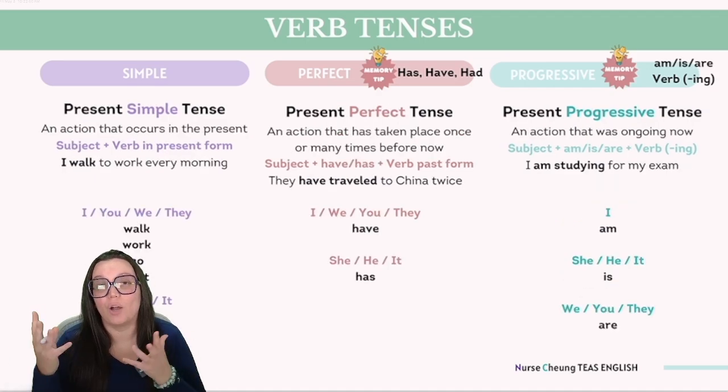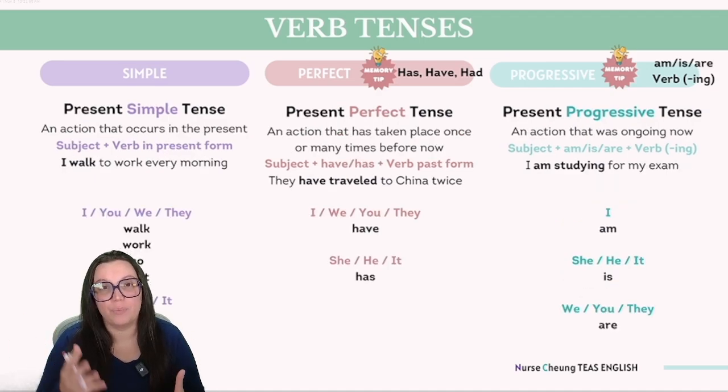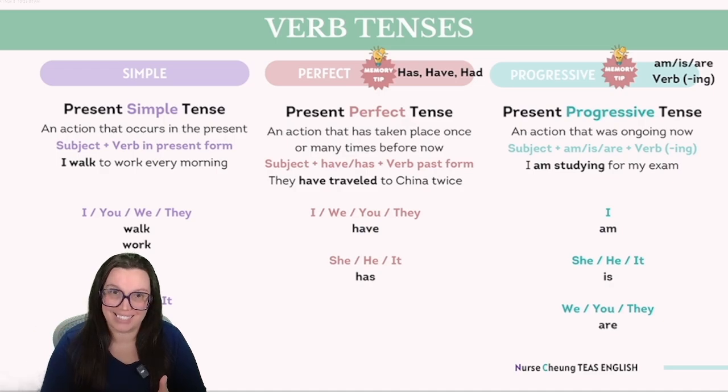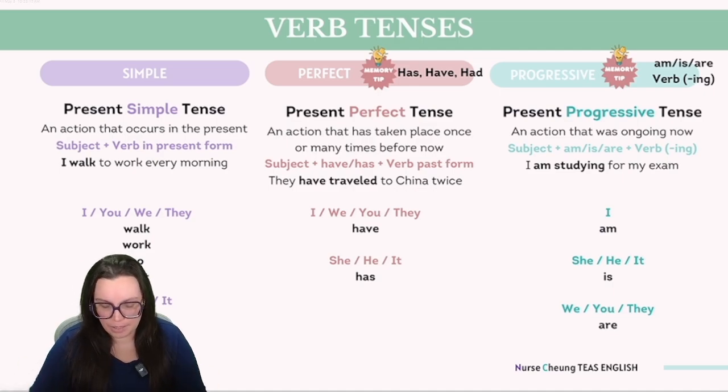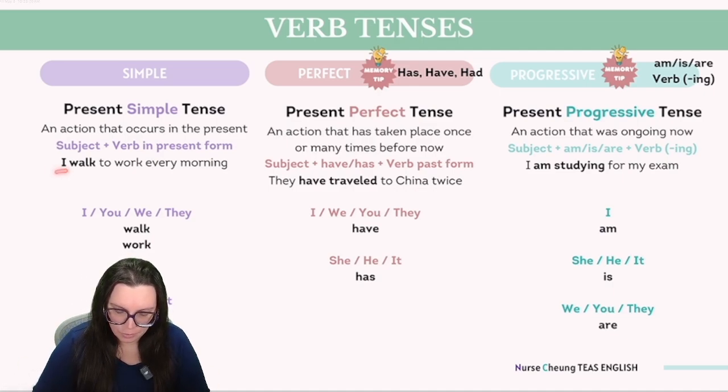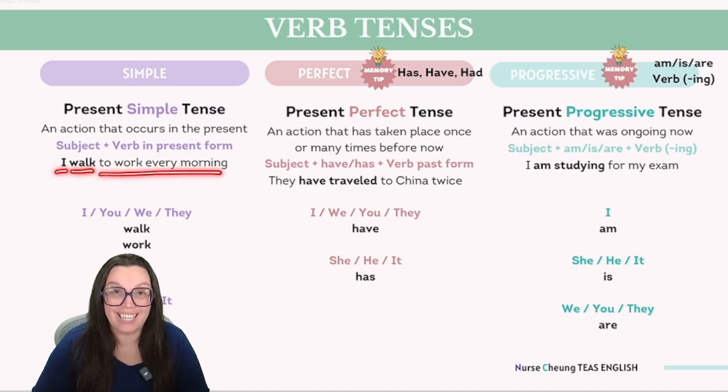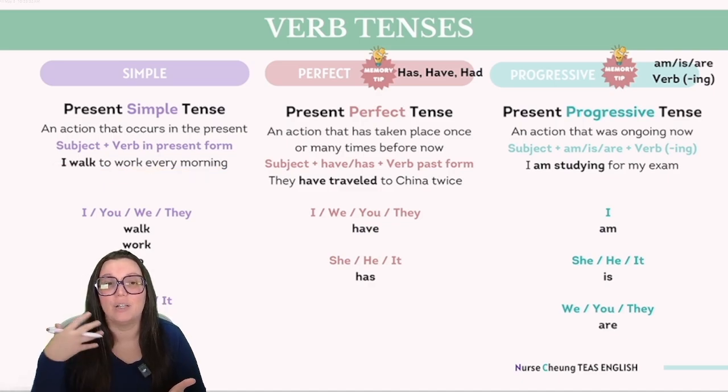Next, let's move on to our present tenses. So starting with present simple tense. This tense is used to describe actions, habits, or facts that are generally true and occur regularly in the present. The structure typically involves the subject plus the verb in its present form. An example of this could be I, which is the subject, walk, which is the verb in present form, to work every day. This sentence indicates a habitual action that takes place in the present.